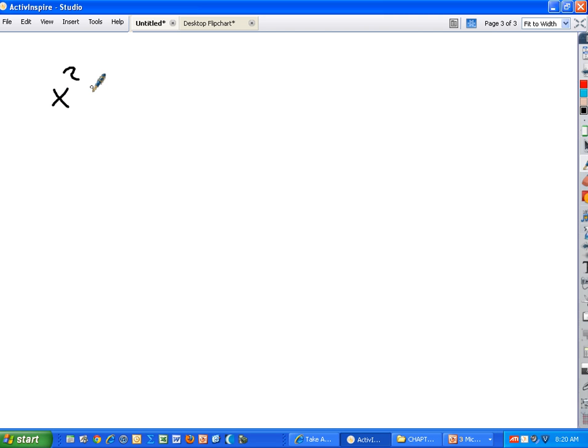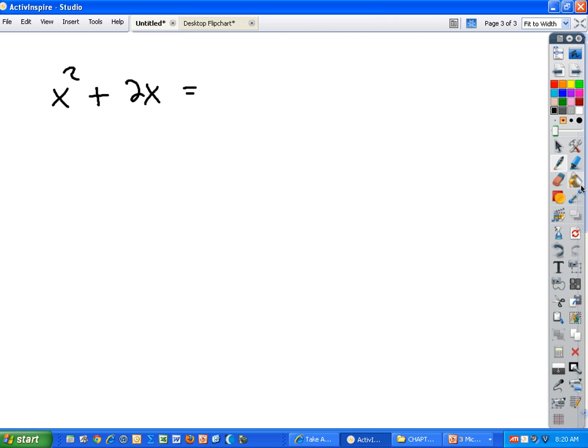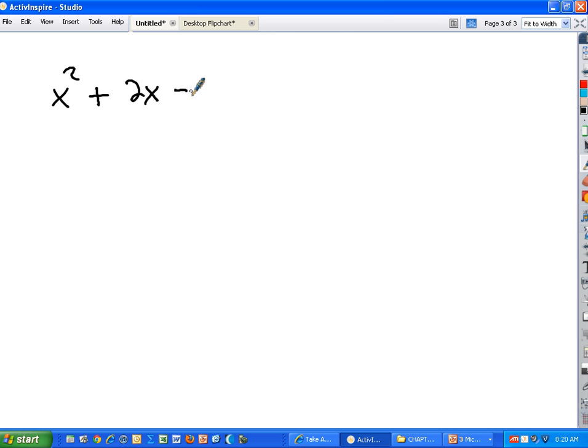Say I've got an equation like x squared plus 2x not equals. For now, let's just do this. Minus. No, that's not what I want.